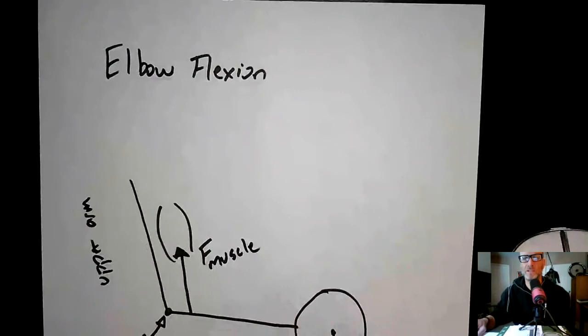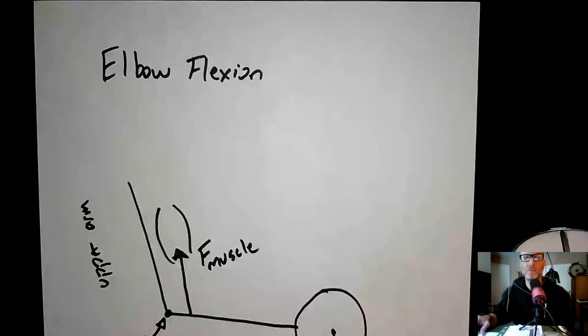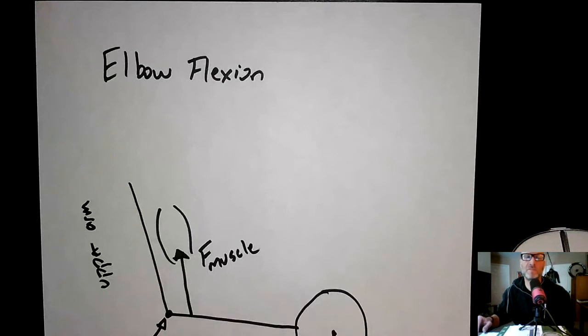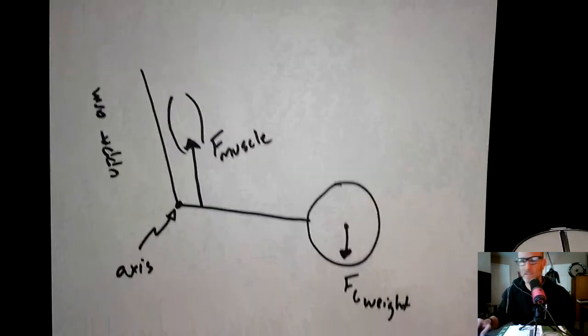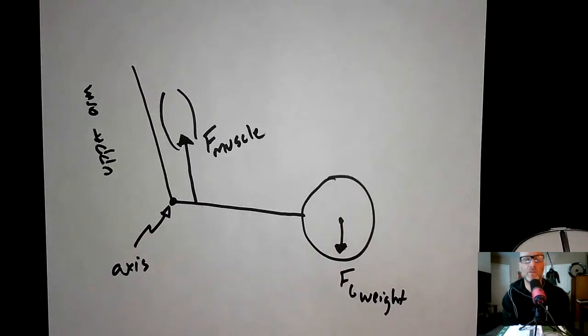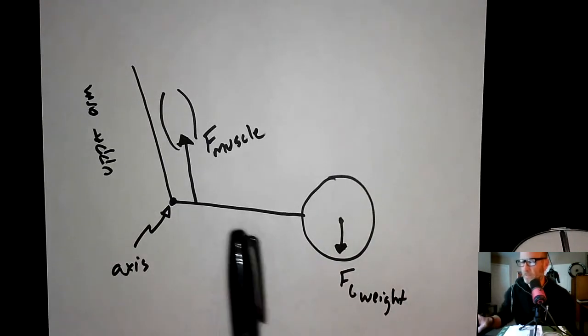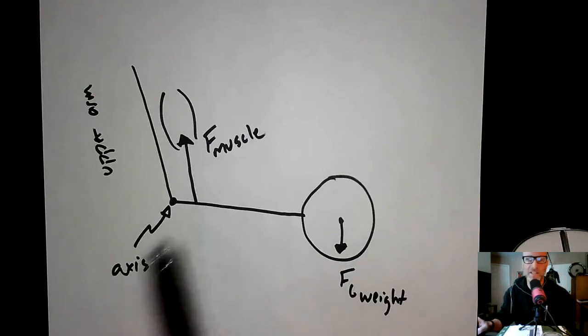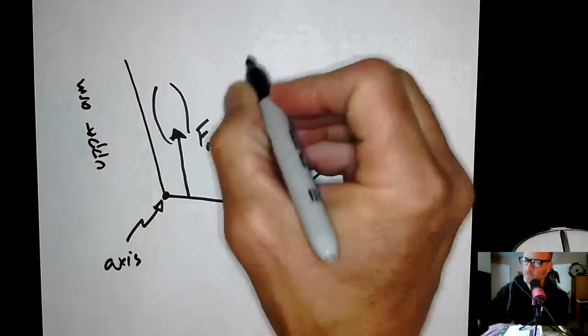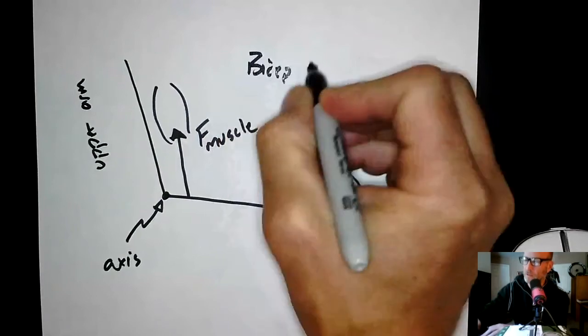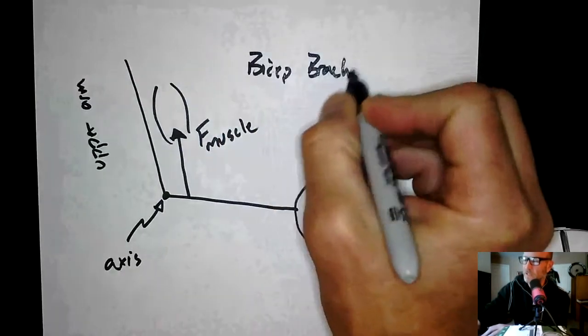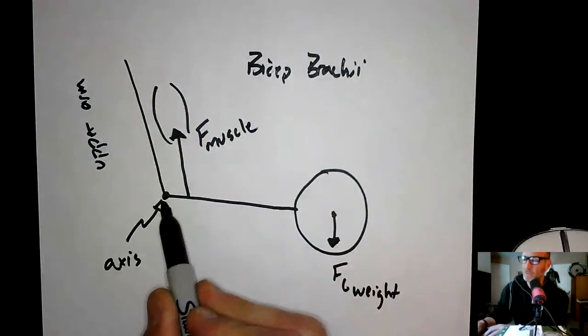All right, so let's look at an example, because this is what we want to start using our torque information to understand: how human movement happens and how to analyze human movement. So let's look at something very simple like elbow flexion. I've just drawn an upper arm with the forearm here, and I have the muscle force. In this case, I have the biceps brachii acting some distance from the axis of rotation.